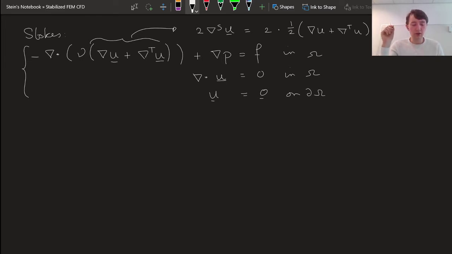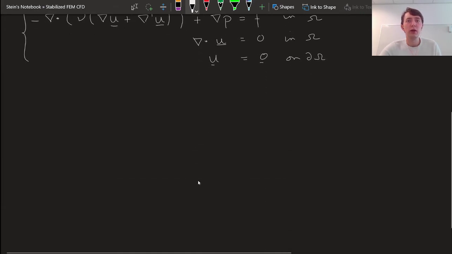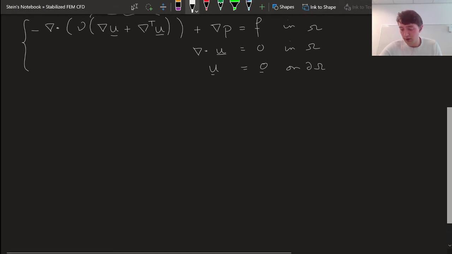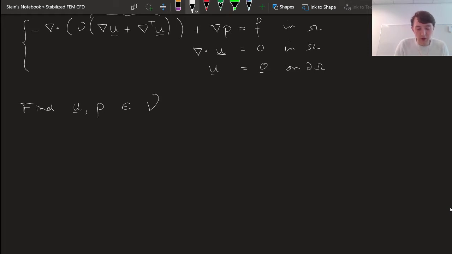Let's first think about what our solution variables are, though, because with the ones that we've had so far, we really only had one solution variable, and now we're looking for two. Well, in principle, that's really not an issue. We can simply say to look for two different solutions. So find my function u, which is a velocity field, and p in the space. And just to clarify, this is going to be one space in which we have this compactified combination of a field for u and a field for p.